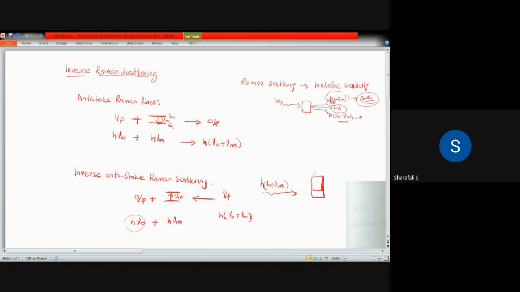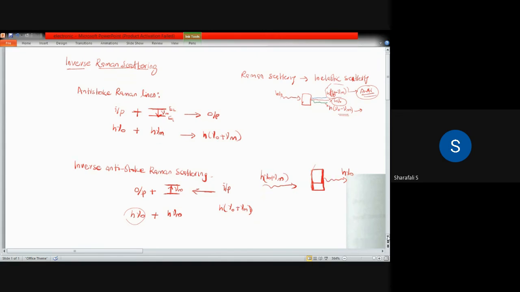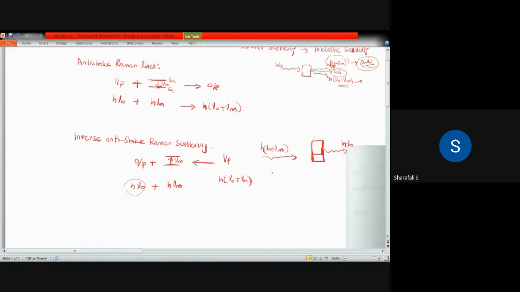The sample will interact with the radiation and scattering happens. Because of that scattering, it will absorb some portion of that radiation and go to the excited energy level. The radiation coming out from the sample will have h nu 0 energy. This process is called inverse anti-Stokes Raman scattering. Similarly, we can talk about inverse Stokes Raman scattering also.